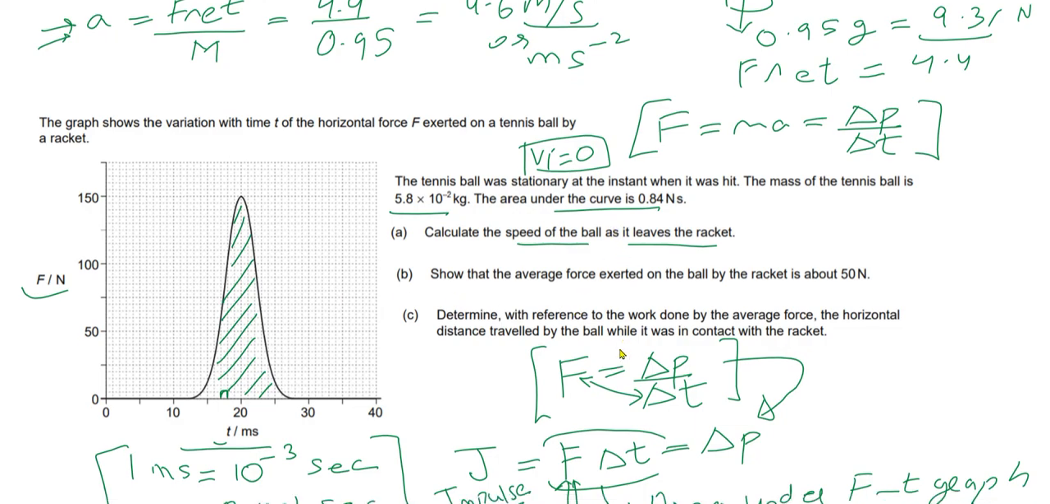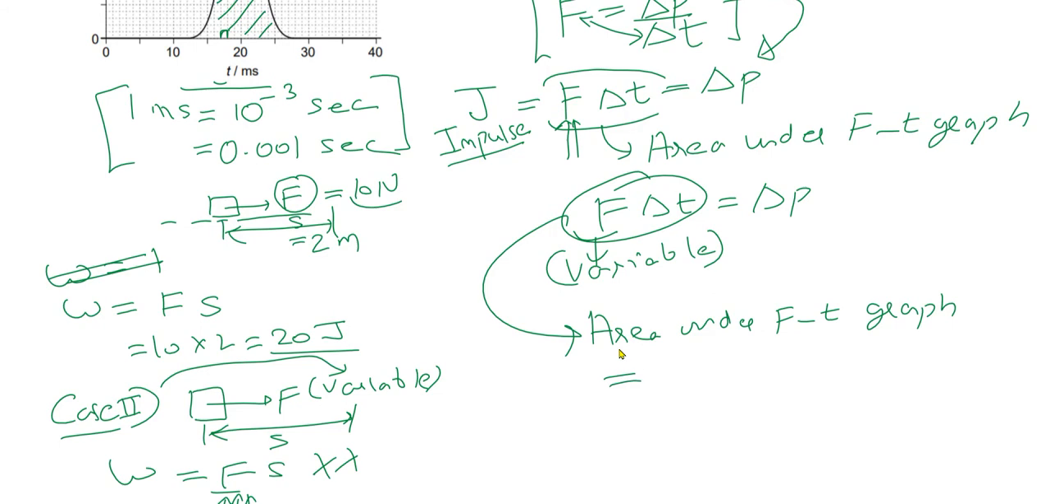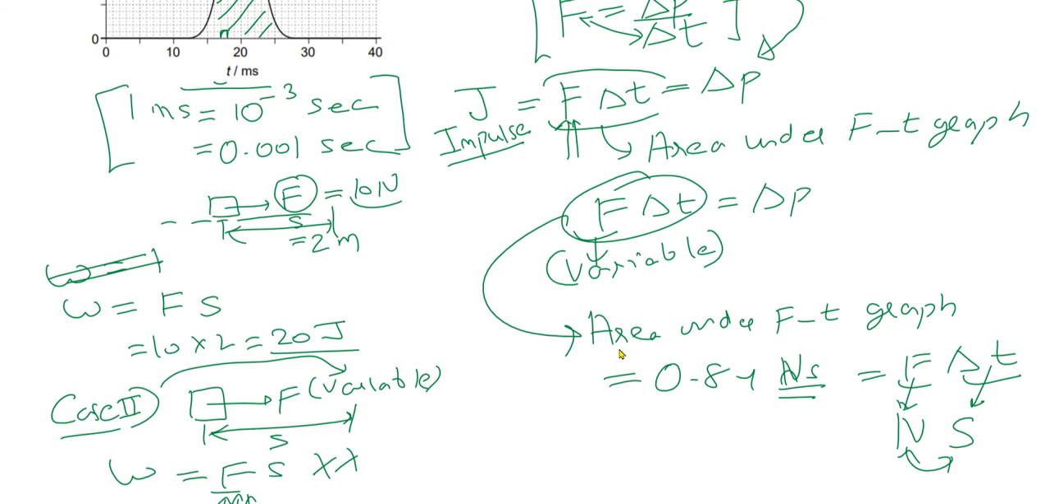The area under the curve is 0.84 Newton seconds. Let me write this as 0.84 Newton seconds, and this is the value of F delta T. Now to check whether the units are correct, see the parameter is F into delta T. What is the unit of force, Sheldon? Newton. And what is the unit of time? Seconds. So Newton seconds will be the unit. That is indeed correct. So the area under the graph will be 0.84 Newton second.